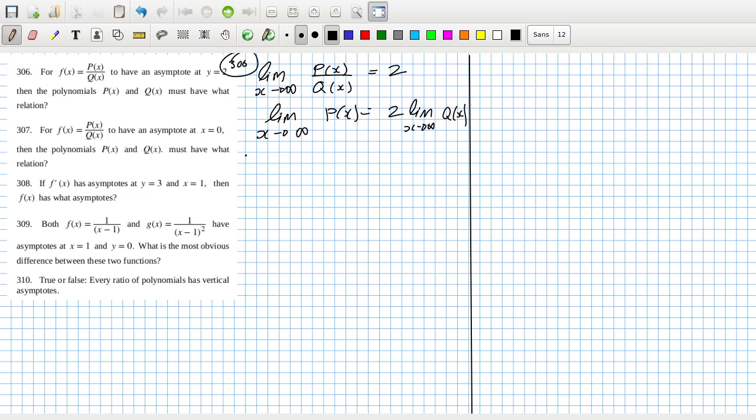306, 307. For them to have an asymptote at 0, then the polynomials p and q must have what relationship? So that q of 0 equals 0 and p of 0 does not equal 0. Okay, 308. If f' has asymptotes at 3 and 1, then f(x) has what asymptotes?